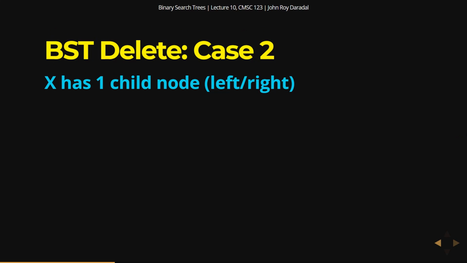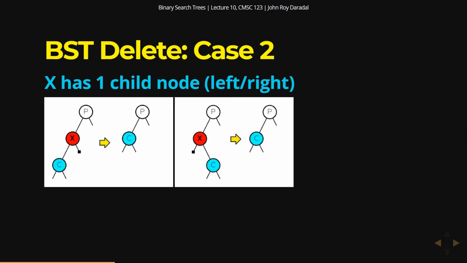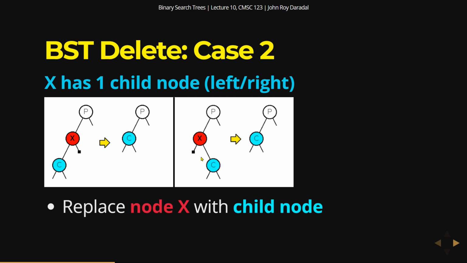So the second case is when the node X has one child node. So it could be the left child or the right child, it doesn't matter. As long as it has one child node, so what will we do? Either the X node, which is what we'll need to delete, has a left child and then the right is null, or the left is null and then the right is a child node. So since it only has one child, we can actually just replace this node X, which we will delete, with the child node. So we'll elevate the child node, or promote it, right?